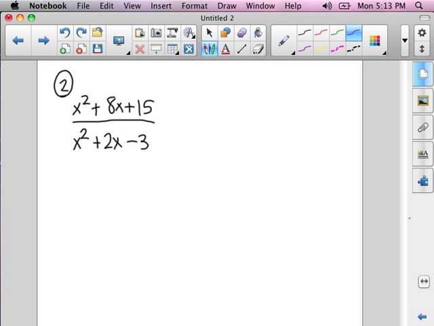So I'm going to factor my top right here. I need two things that add to 8 and multiply to 15. Ends up being 3 and 5. Since it's just an x squared, I can use my shortcuts and just write it in the parentheses.